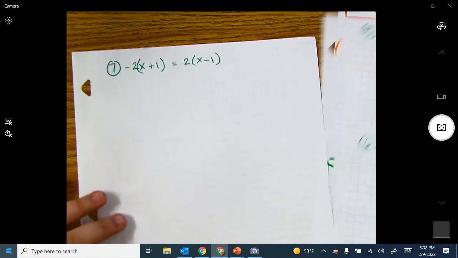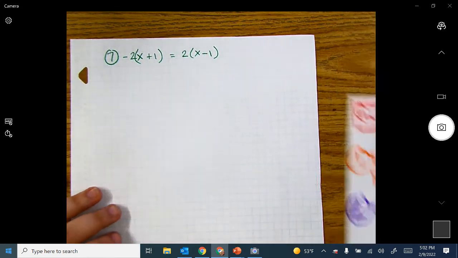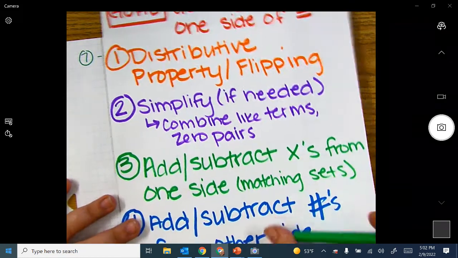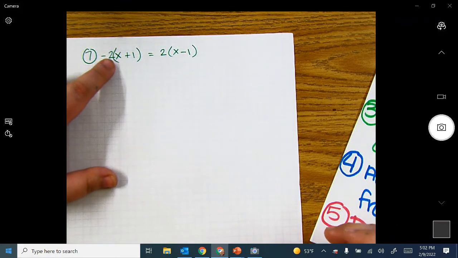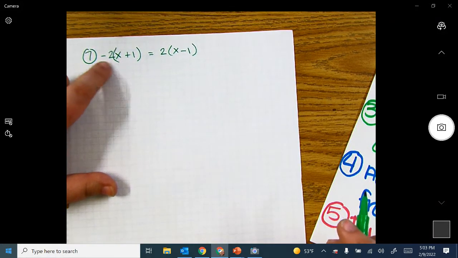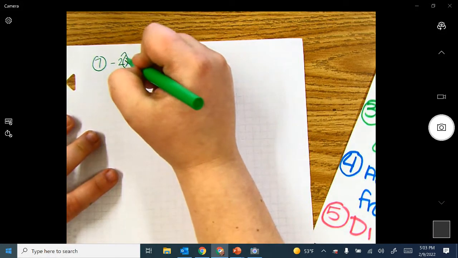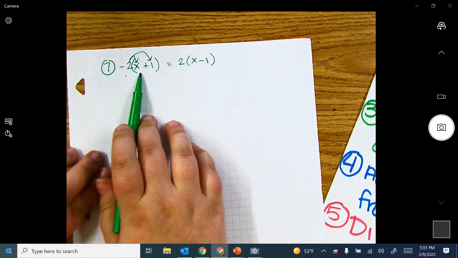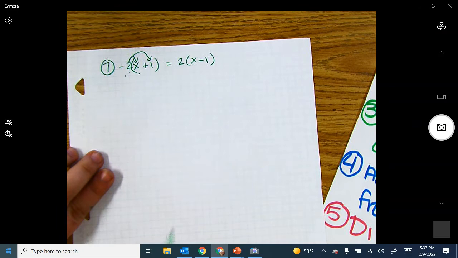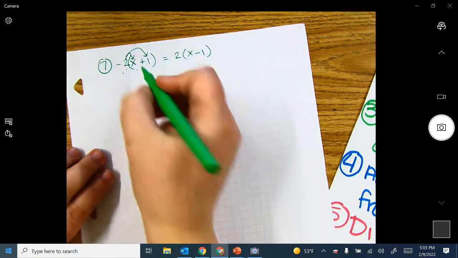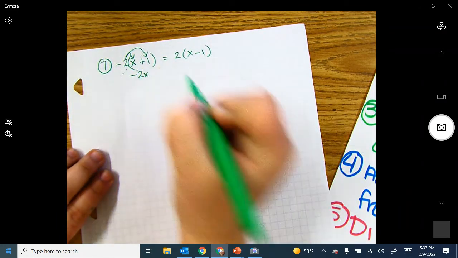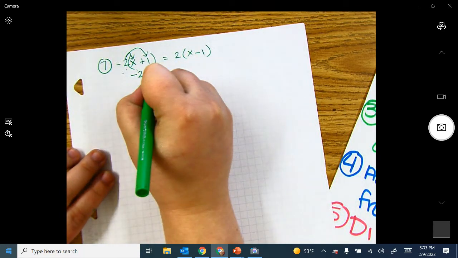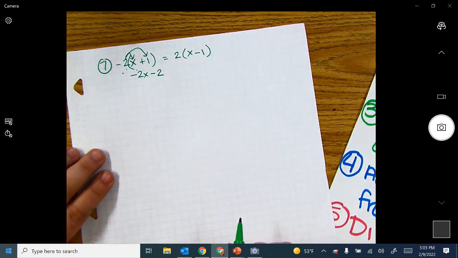So my first step is to do the distributive property / flipping. Now I don't just see a negative sign. I do see a negative, but it has a number too. So I'm not just flipping here. I'm actually going to do some distributing and multiply -2 times x and then -2 times 1. So -2 times x just gives me -2x. And then -2 times +1 is -2.